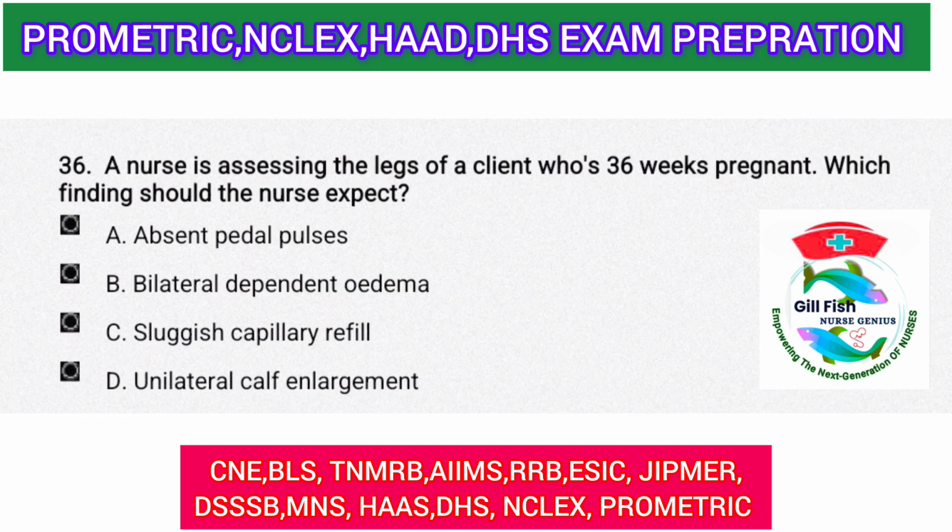Next question. A nurse is assessing the leg of a client who is 36 weeks pregnant. Which finding should the nurse accept? Option A absent pedal pulse, option B bilateral dependent edema, option C sluggish capillary refill, option D unilateral calf enlargement. Which one is acceptable? They are asking for the expected finding. The answer is bilateral dependent edema. That will be the correct answer for 36 weeks of pregnancy, because it normally occurs in the mother during 36 weeks of pregnancy. So that is why option B will be the correct answer.